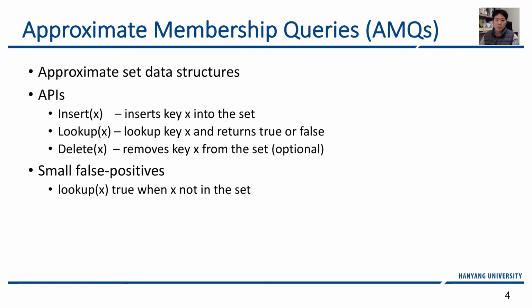Approximate membership query data structures, or AMQs, are often used in index data structures. AMQs approximately store a set of values to answer membership queries. They provide these APIs to insert a key and look up if a key is in the set. Some AMQs allow deleting inserted keys. Because they are approximate data structures, AMQs have small false positives. That is, lookup X may return true even when X is not previously inserted.